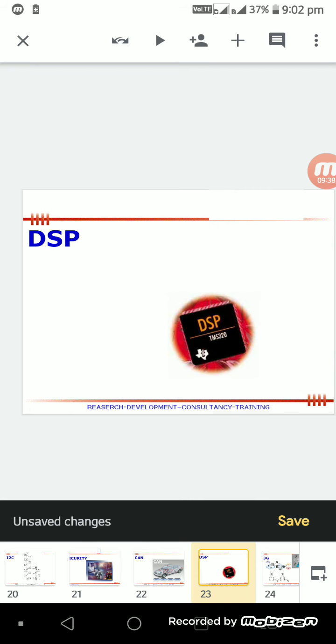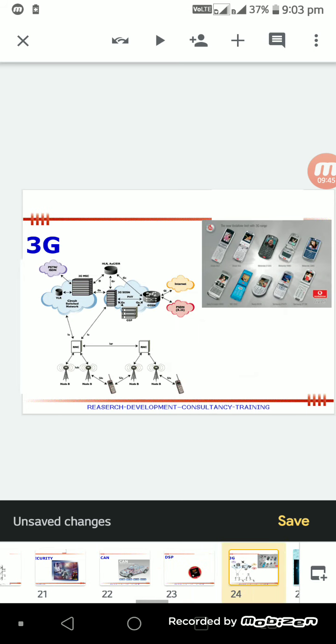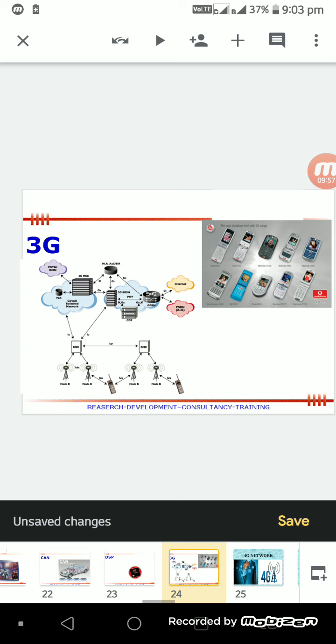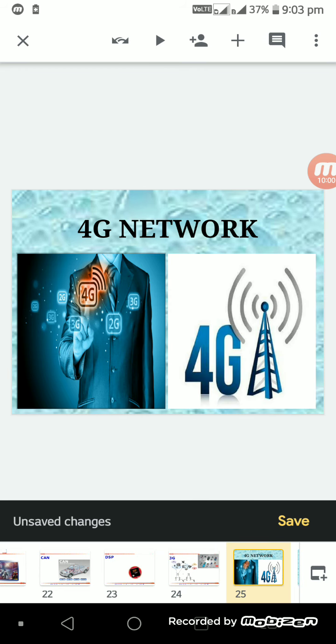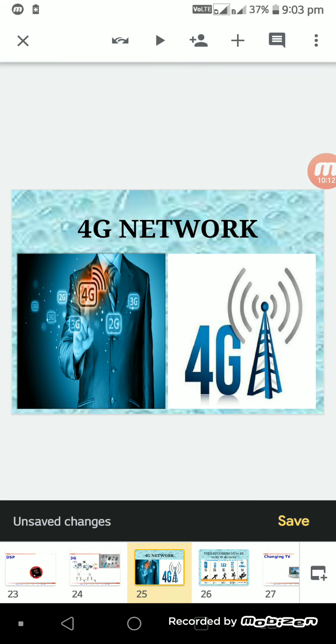And next, go for DSP, digital signal processing, that means ICs. These ICs are interfaced to 3G networks, 4G networks, 2G networks or 1G networks. Network means how to interface and how to transmit signals, everything. Next one, 4G network. 4G network means speed of data is high, cost is high, and radiation also, and power consumption is low.